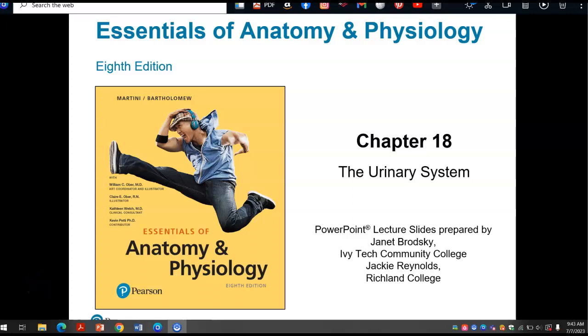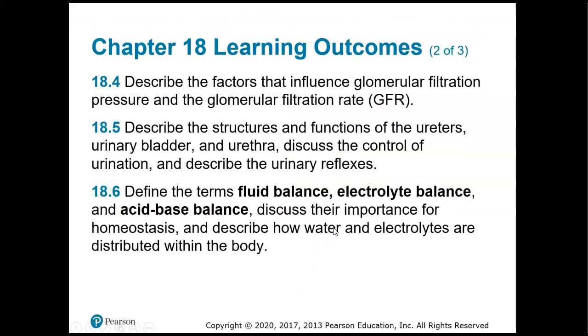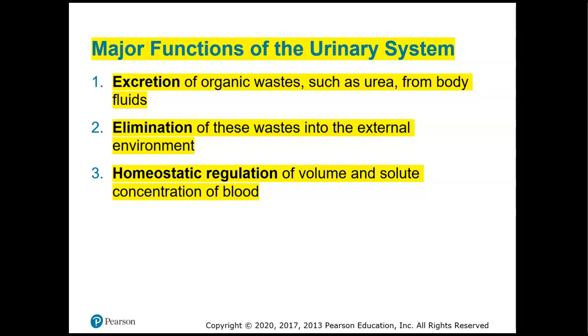These are the lecture notes for Chapter 18, the urinary system. I'm going to skip through the learning outcomes and go on to major functions of the urinary system. The major functions are excretion. In fact, sometimes the urinary system is referred to as the excretory system. So the functions are excretion, elimination, and homeostatic regulation.